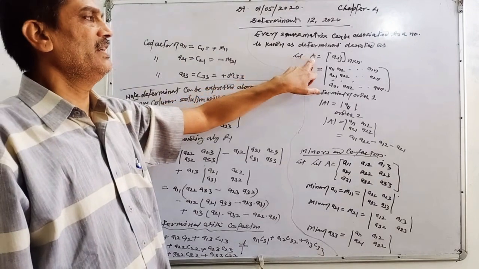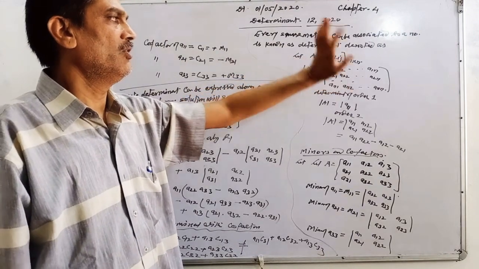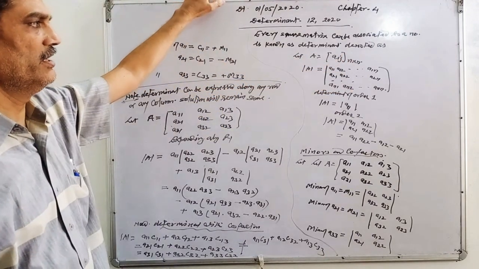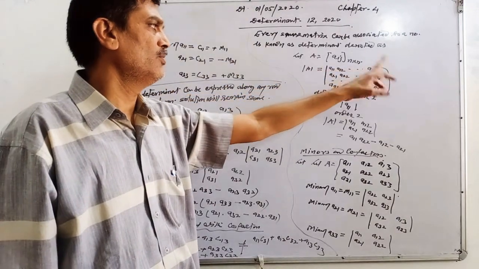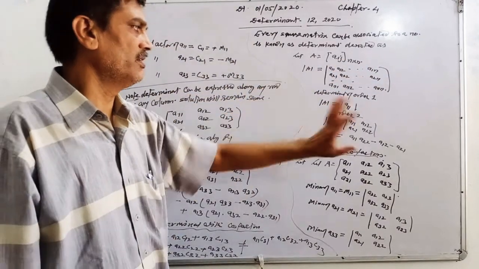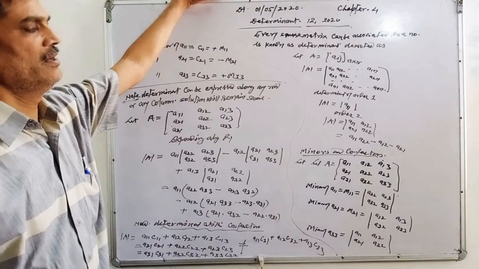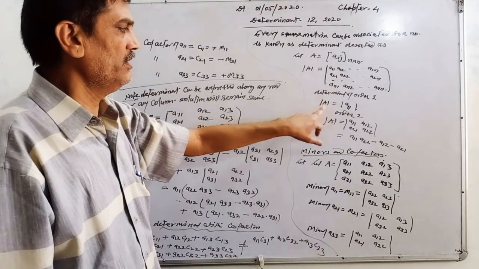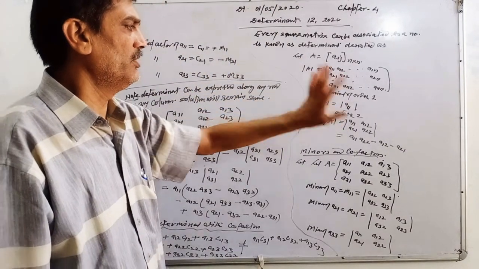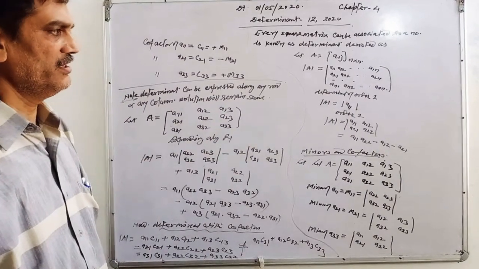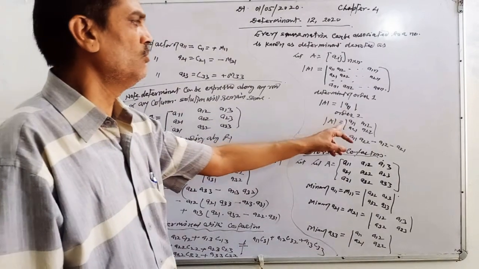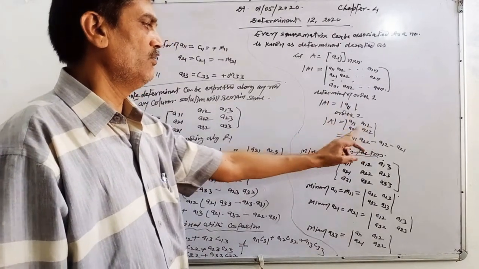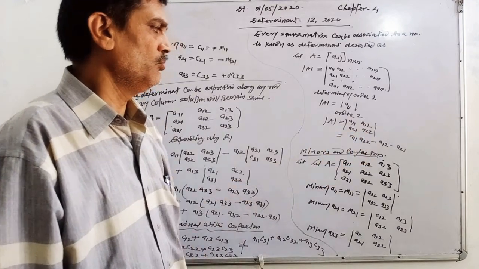If matrix A is equal to [aij] of n into n order, then its determinant has n rows and n columns; these are the elements. Of order 1, for determinant A, you write only the first element, that is a11. Of order 2, a11, a12, a21, a22.